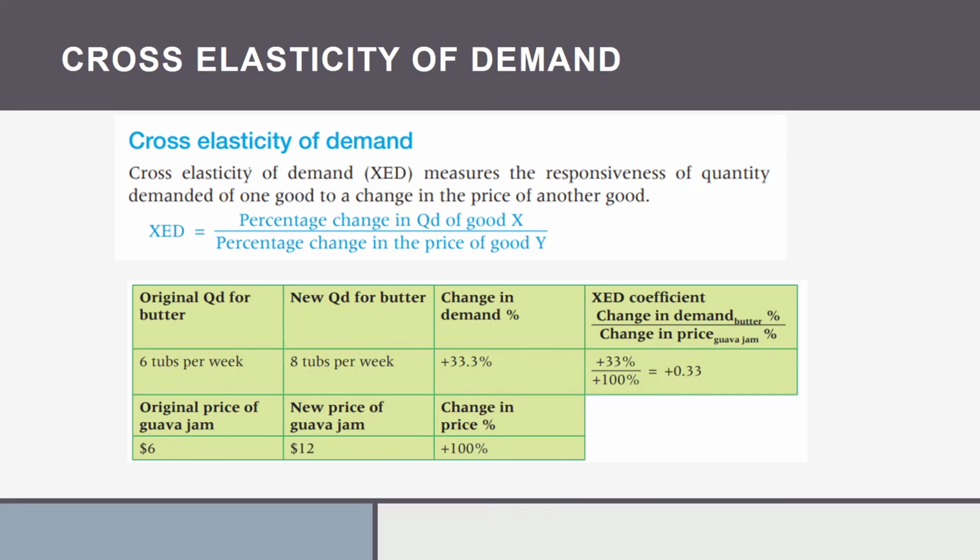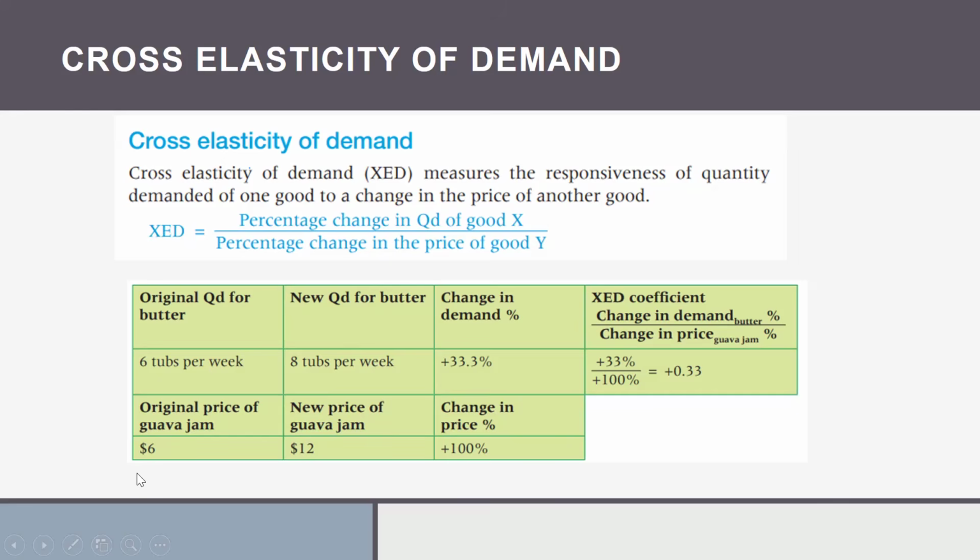So I'll calculate the percentage change in demand for the first good. It was 6, now it's 8. It changed by how much? 2. Did it increase or decrease? Increase. So it's positive 2 divided by the original amount, which is how much? 6. 2 over 6 multiplied by 100. That's how we got the 33.3%.